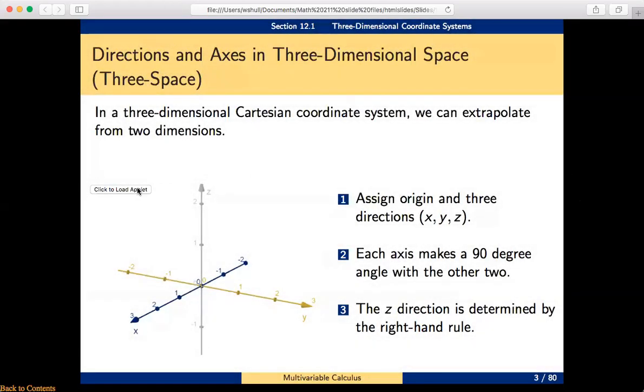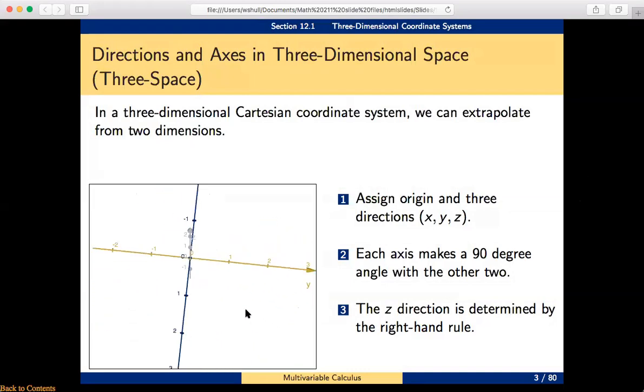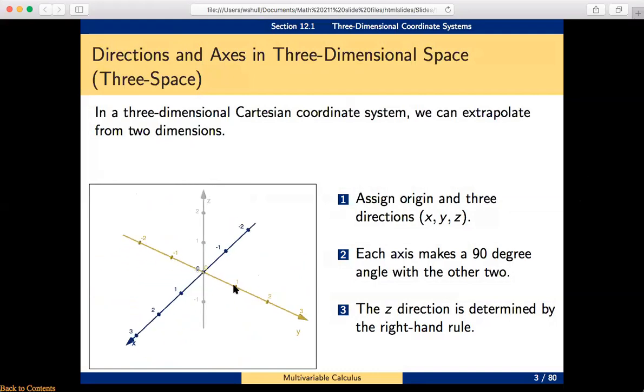Now, here is a picture of what the axes might look like in three-dimensional space, and I'm clicking and I'm rotating it about.